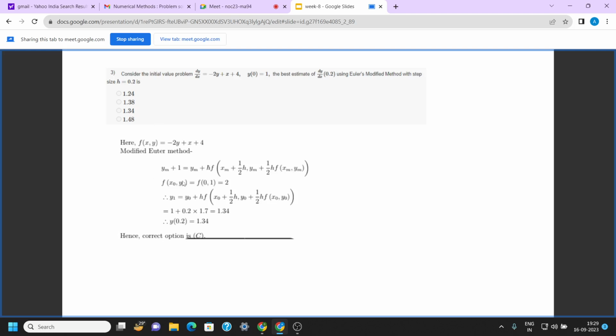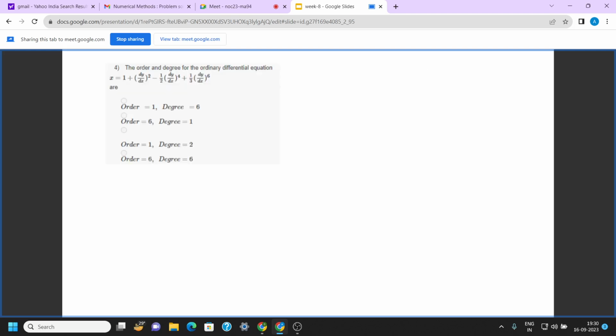Okay, so we have just substituted the values in the modified Euler method. Here y_{m+1} is equal to y_m plus h into this formula, and here f(x0, y0), since x0 is 0 and y0 is 1, you'll get it as 2. Okay, so substitute those values and you'll get y(0.2) as 1.34.